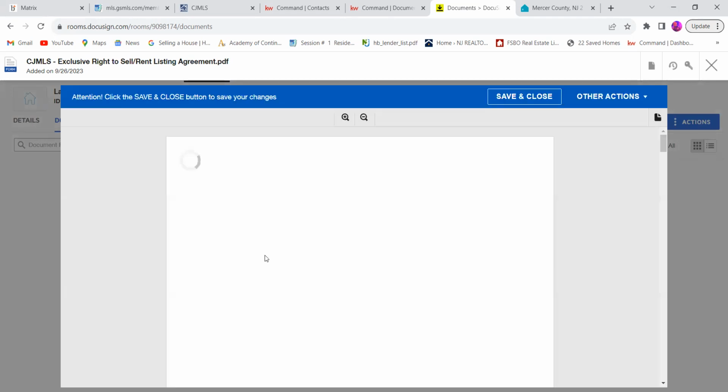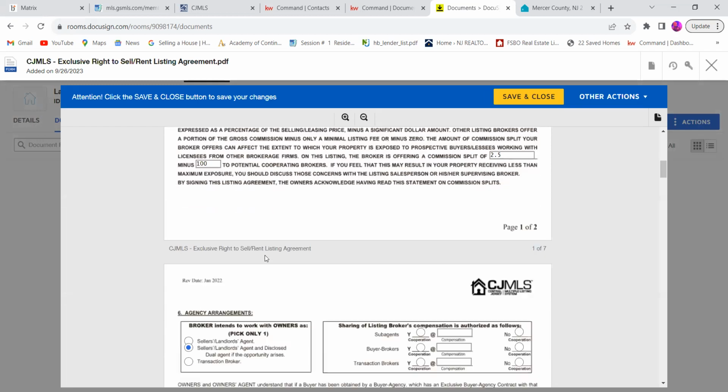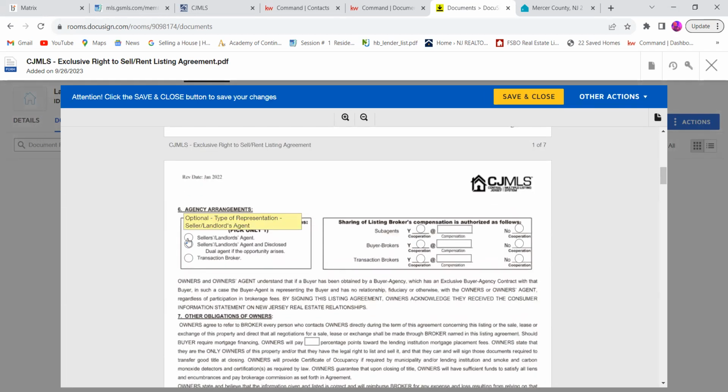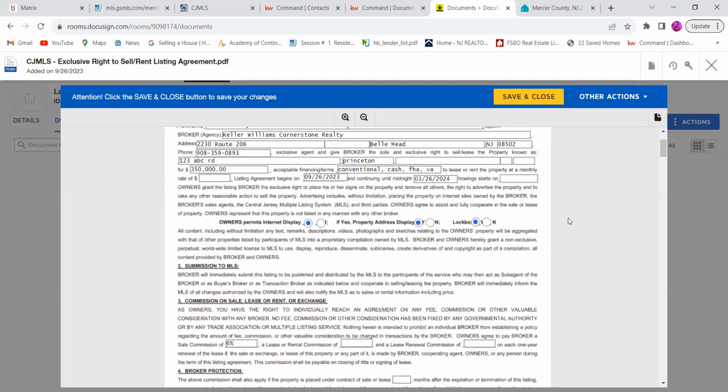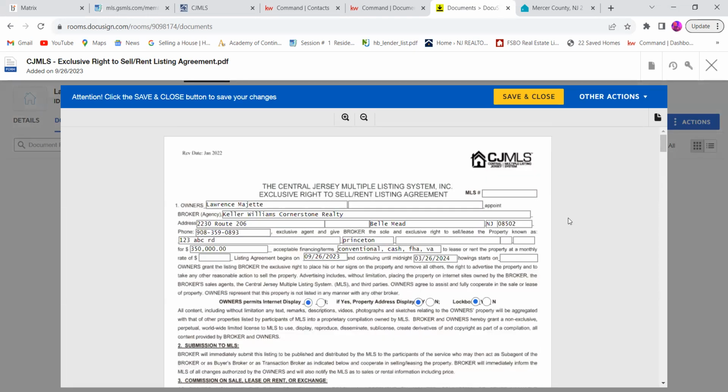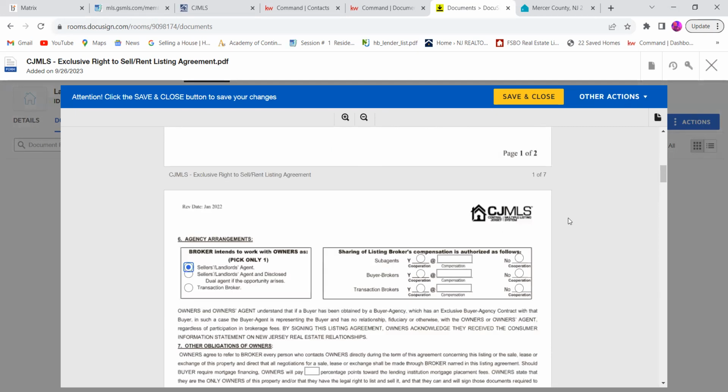It's a simple fix. And I'll go back on this, and I'll click this. And I'll save and close it, and I'll send it to them all over again. Because you're not going to print any of these out and give it to them. These are all going to be digitally signed, which is what I'm going to show you. So let's get through this.